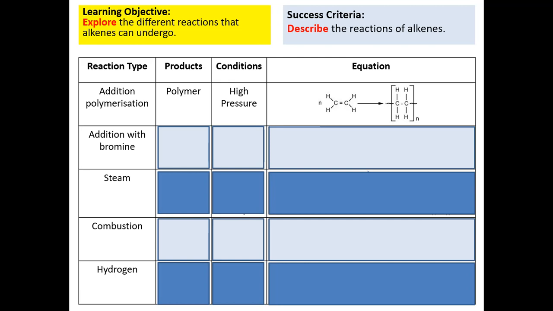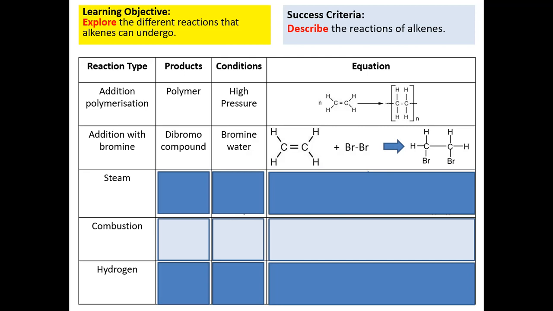So addition with bromine, we make a dibromo compound. The conditions, we just need bromine water. And there is our example. Again, I've kept it simple with the ethene making dibromoethane, sorry.